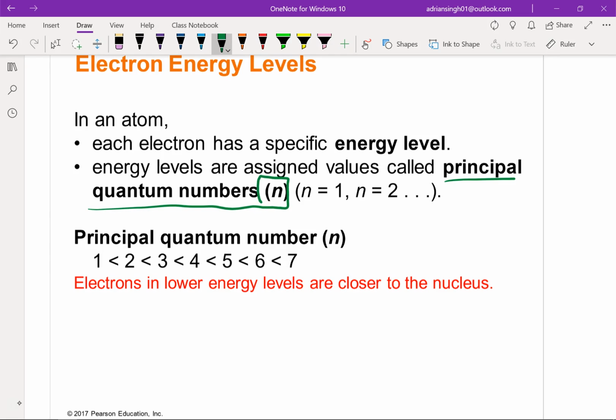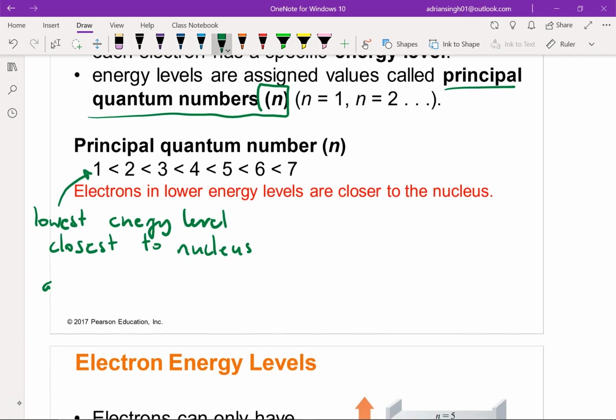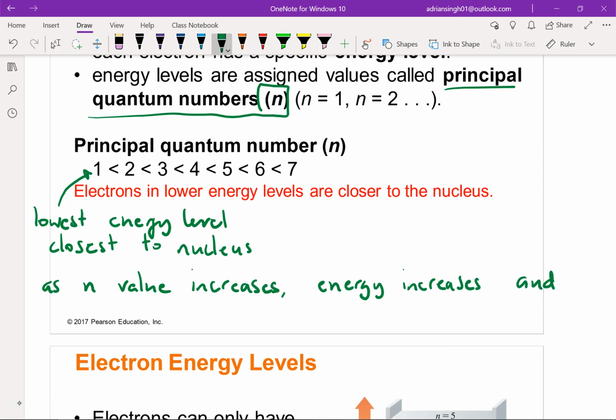All right, so these energy levels start with n equals 1, which has the lowest energy. So that's our lowest energy level, which means then that it's closest to the nucleus. And as the n value increases, okay, the energy increases, but also the distance from the nucleus increases as well.